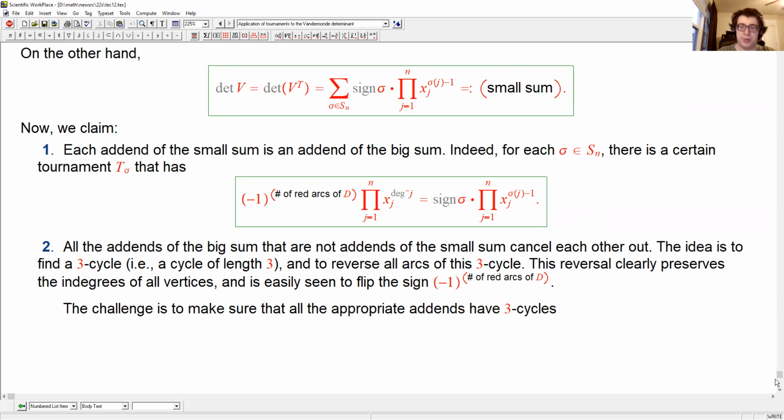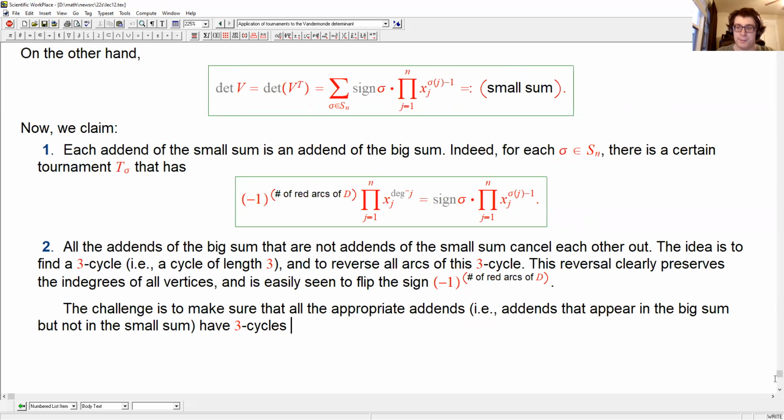So what I mean by appropriate addends, I mean addends that appear in the big sum, but not in the small sum. We want to cancel those. We don't want to cancel the others. That they have 3 cycles. And furthermore, that the cancellation actually works out. Like you have to do this with some discipline.